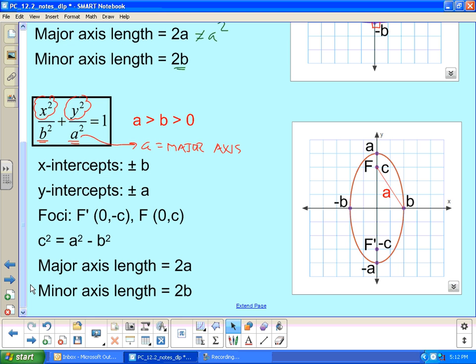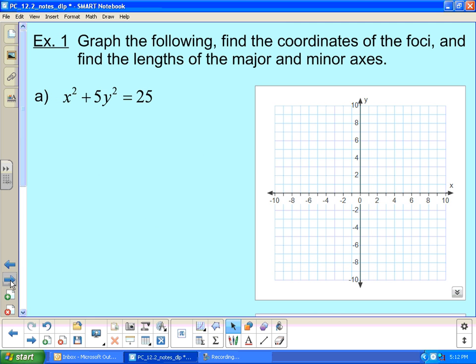All right, let's take this information now and see if we can use it for either graphing or writing equations. So graph the following, find the coordinates of the foci, find the lengths of the major and the minor axes. Maybe just remind yourself, when it says the lengths, that means we're going to do 2 times A and 2 times B. Major is always A, minor is always B. All right, we have this equation that looks nothing like the ones we just saw. I don't see an A squared and a B squared here. I see something that looks like expanded form. Well, we can make this look like our X squared over A squared plus Y squared over B squared.